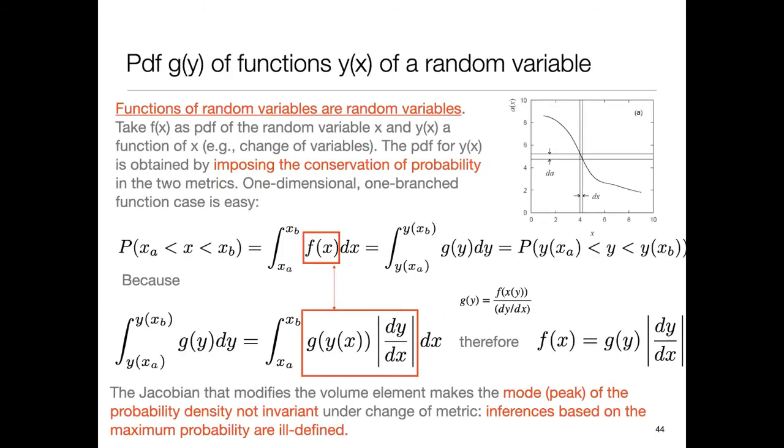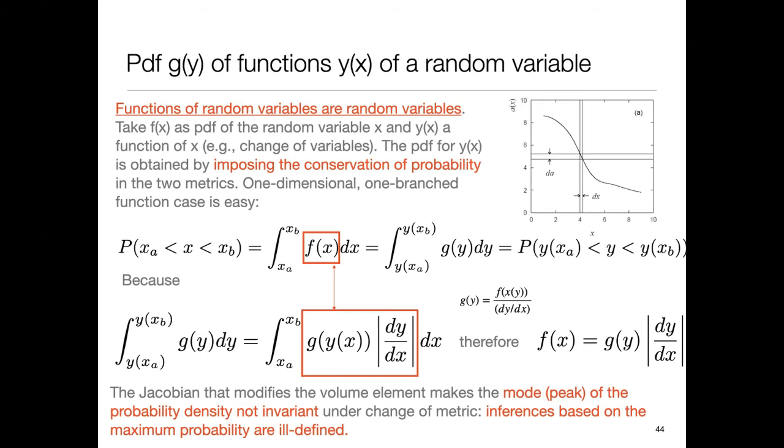Now, one important piece of information here is to understand what happens to a PDF when one makes a change of variable, or takes a function of a random variable. So our random variable X is the quantity we are observing, and suppose that we know the PDF of X, which we call f of X. So f of X is the PDF of the random variable X.